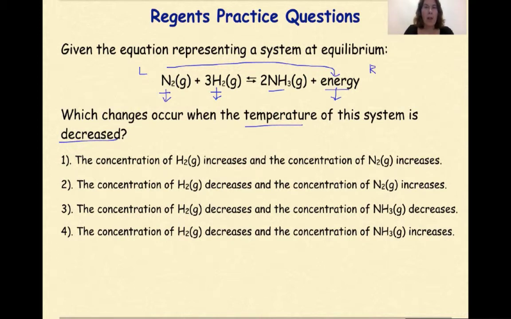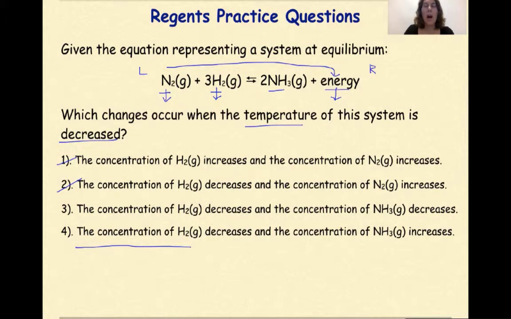The first part of our answers all deal with the concentrations of hydrogen. And we know, based on our equation above and how the point of equilibrium has shifted, that the amount of hydrogen and nitrogen are both going to decrease. So any answer that says hydrogen is going to increase is out. 1 and 2 also refer to nitrogen increasing. So we can't say that nitrogen is going to increase, which means 2 is out.